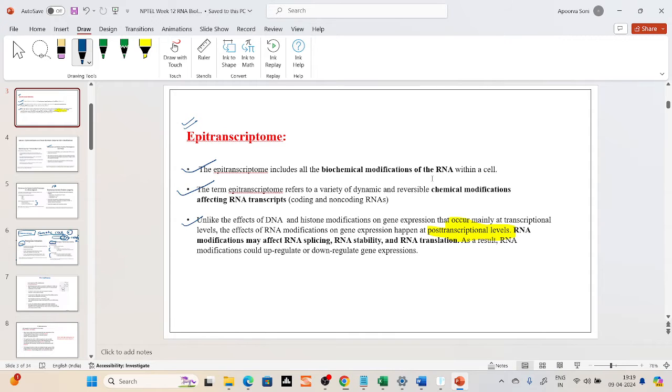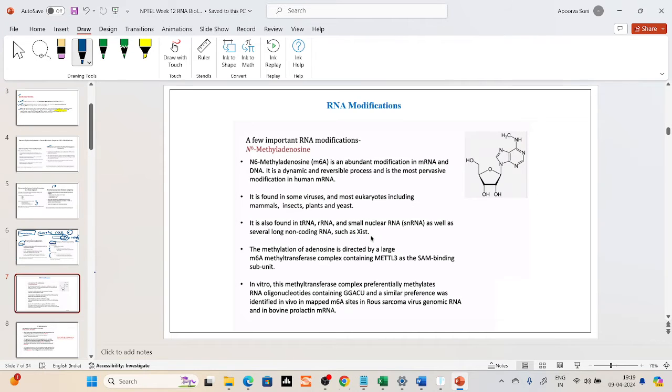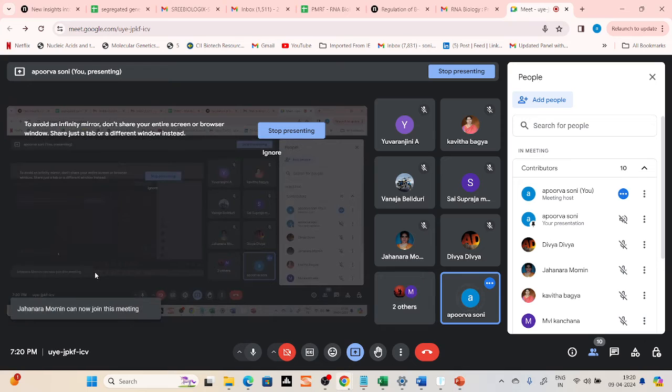So what we're talking about is the various RNA modifications here. Fine. And these RNA modifications can affect RNA splicing, RNA stability, RNA translation, everything. Epitranscriptome. Fine. So now we'll see what kind of RNA modification happens that leads to the formation of the epitranscriptome in the cell.